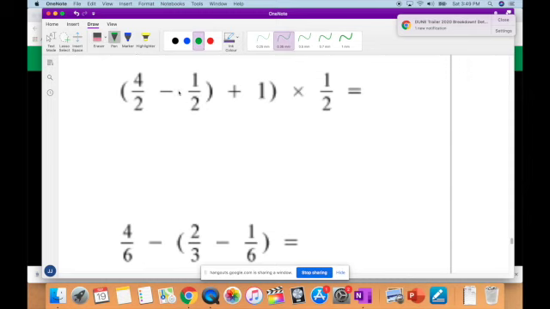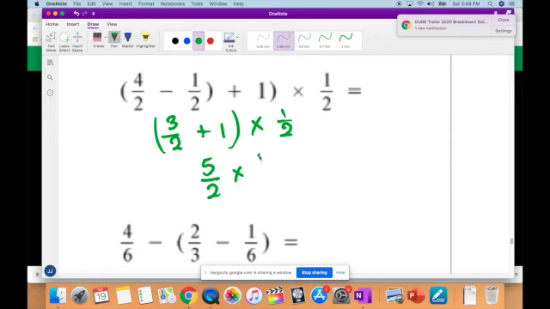Right? But 4 over 2 minus 1 over 2, same denominator. So 4 minus 1 is 3 over 2 plus 1. That is what we end up with inside the brackets, multiplied by a half. So 3 over 2 plus 1 is 1 and 3 over 2. 1 and 3 over 2: 2 ones are 2, 3, 4, 5. So that's 5 over 2. 5 over 2 multiplied by a half. 5 times 1 is 5, and 2 times 2 is 4. 5 over 4. You all get that? Yeah. Nice.